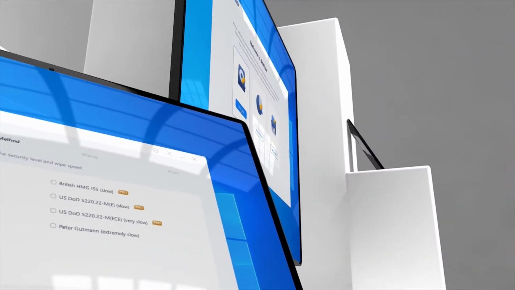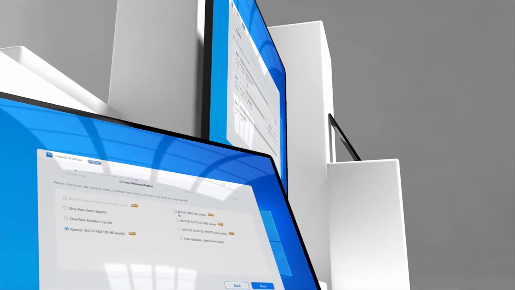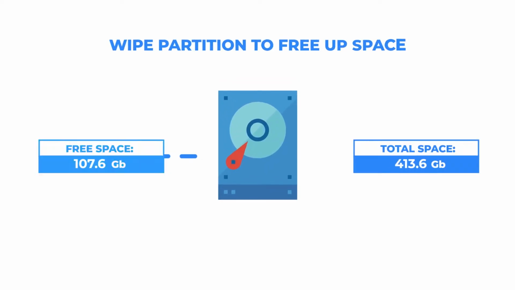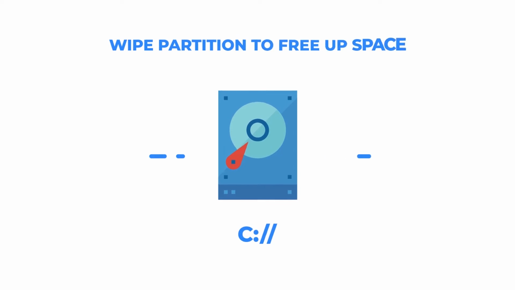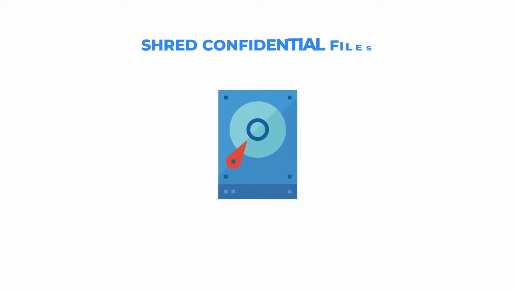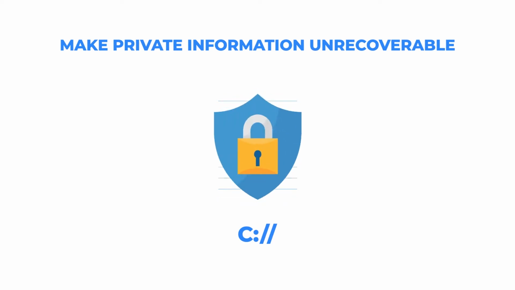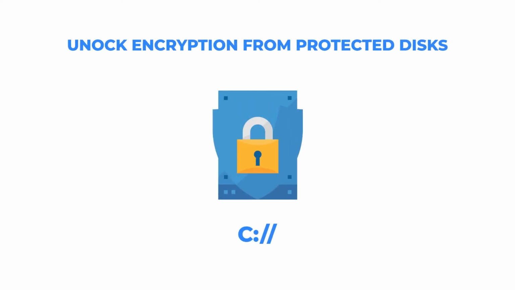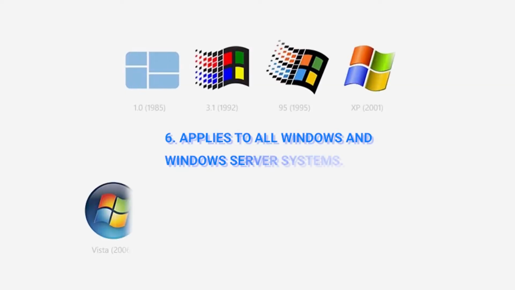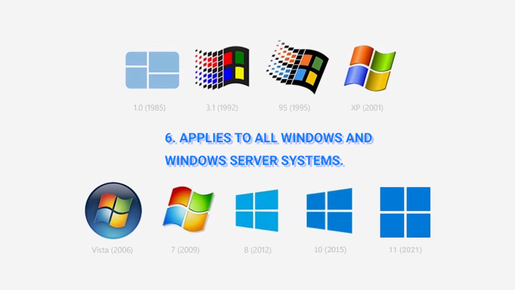Though here are some I was able to identify, for instance. 1. To completely wipe a hard drive SSD for new purposes. 2. To wipe a partition or several partitions to free up space. 3. To shred confidential or private files, folders. 4. Make private information or erased data unrecoverable. 5. Unlock or remove encryption from password-protected disks. 6. Applies to all Windows and Windows Server systems.